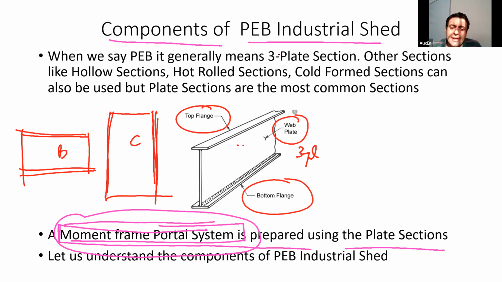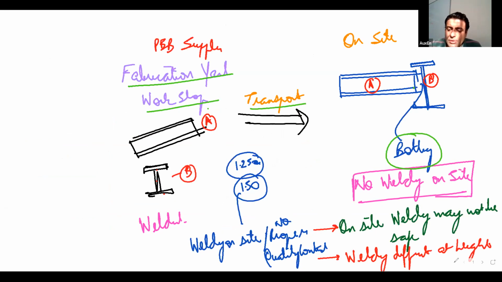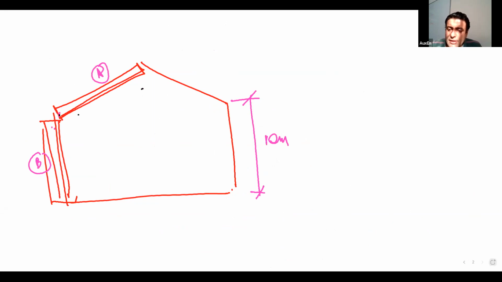So before we proceed, let us try to understand the meaning of this moment. What is the meaning of this moment frame? Okay, because you will quite often use this term during our discussions. So what is the meaning of this moment frame portal? Let us try to understand that. So what does a portal mean? A portal will consist of a vertical element, and a simple portal will include one horizontal element supported on two vertical elements, isn't it? That is the meaning of portal.